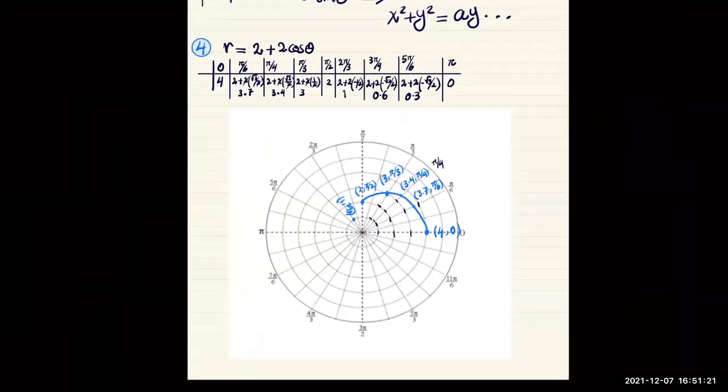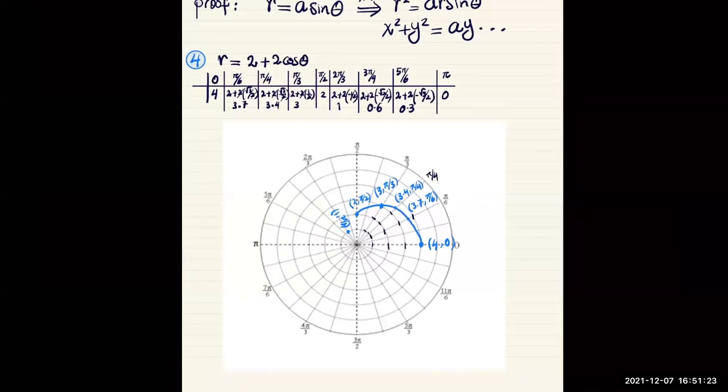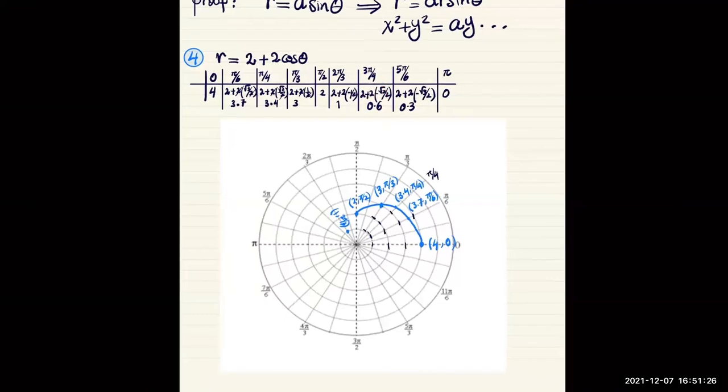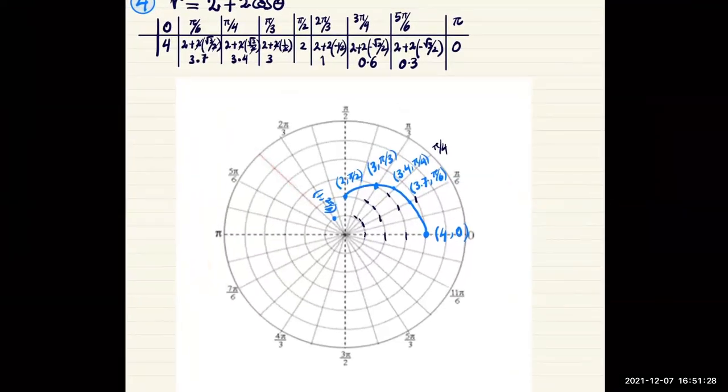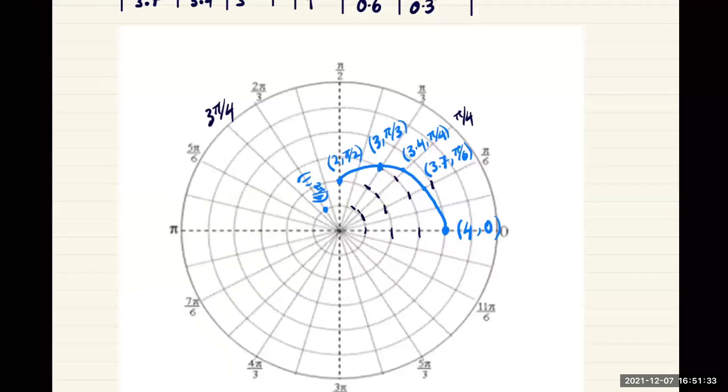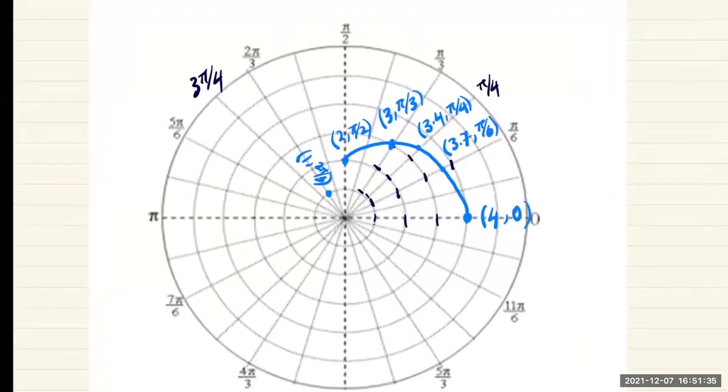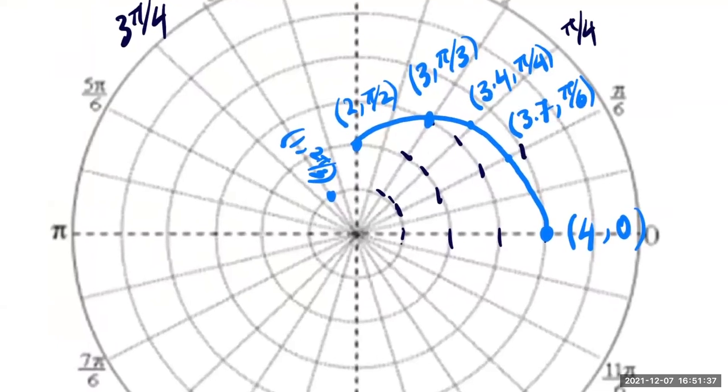Okay, next we have 3 pi over 4, 0.6. Here is the angle 3 pi over 4, and you just go 0.6, right around here. I'm running out of room to write down the coordinates of the points here. We can talk about the derivatives later. We're just doing the basics.